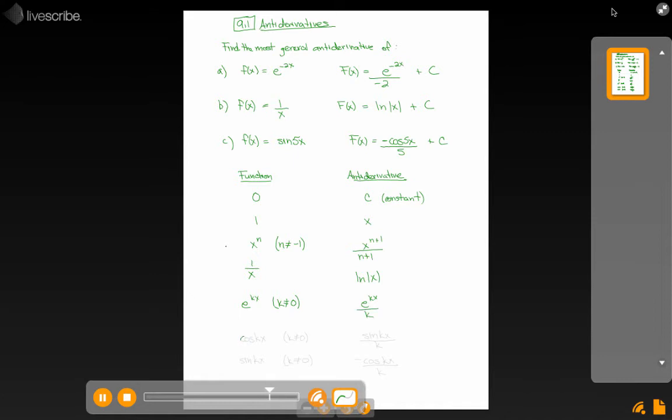The last ones are the trig ones. If I have cosine of kx, again where k doesn't equal 0, I'm going to need sine of kx. If I differentiate sine, I get cos, so I don't need to worry about a negative, but I'll also have this k to deal with. And finally, if I have the other one, sine of kx, where k doesn't equal 0, I'm going to need cos of kx, but differentiating that would end up with a negative, so I need to deal with that, and I also need to deal with the k.